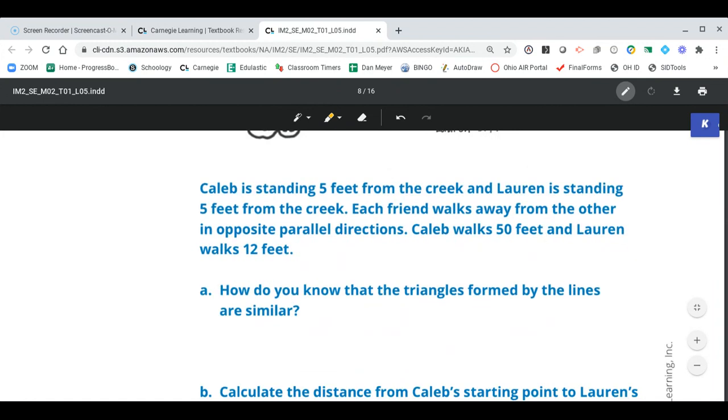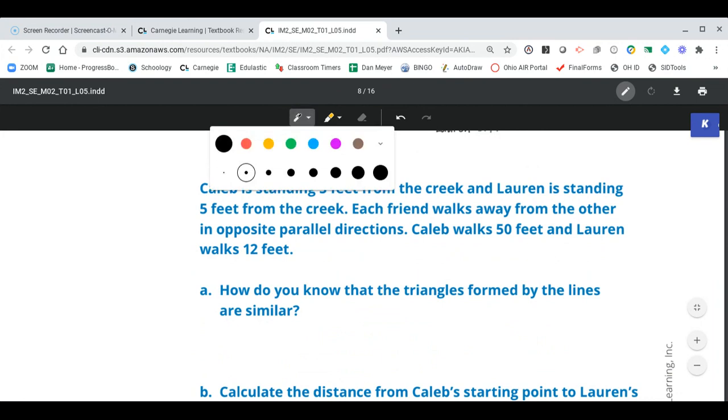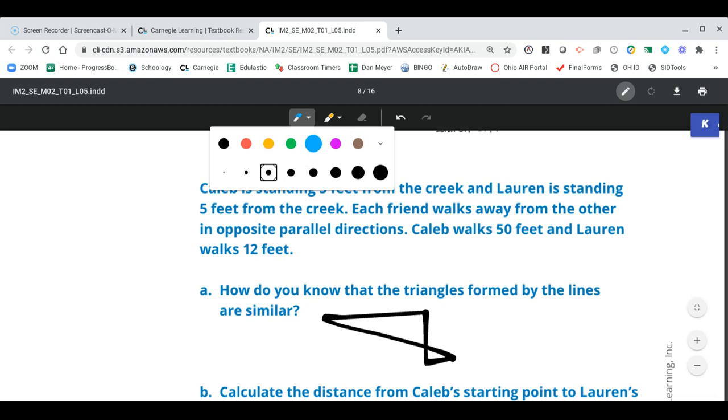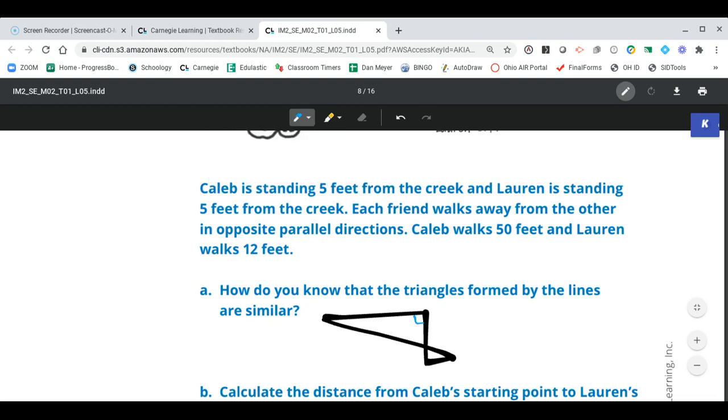So question A, how do you know that the triangles formed by the lines are similar? So if we create our own little triangle image, it'll look something like that. And then if you think about it, we've got two 90-degree angles, and then we have vertical angles. So we can prove these triangles are similar by angle.